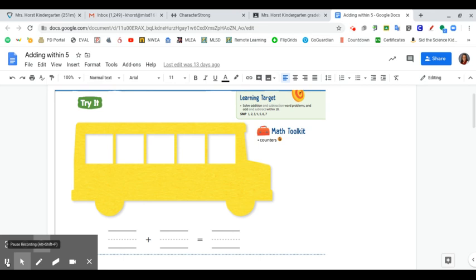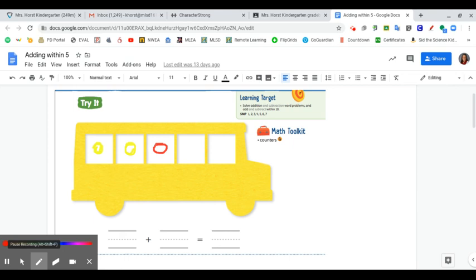So this one is getting our brains ready. So we have a school bus, and boys and girls, this is our math problem. There are two girls on the school bus, and one boy gets on the school bus. How many kids are on the bus all together? So you can draw a picture. Using your chips, your two sided counters, can you show me two girls on the school bus and one boy on the school bus?